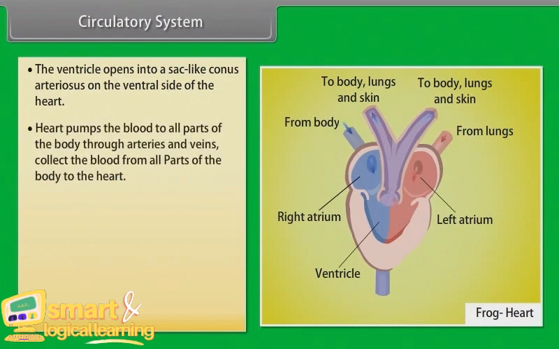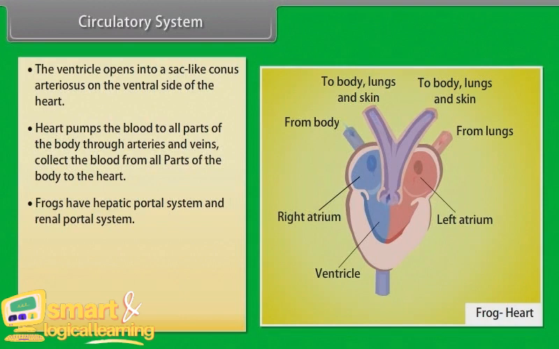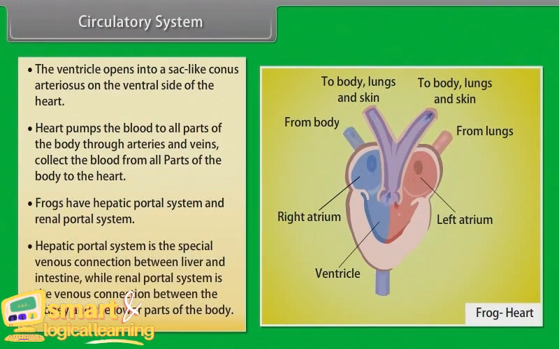Heart pumps the blood to all parts of the body through arteries, and veins collect the blood from all parts of the body to the heart. Frogs have hepatic portal system and renal portal system. Hepatic portal system is the special venous connection between liver and intestine, while renal portal system is the venous connection between the kidney and the lower parts of the body.